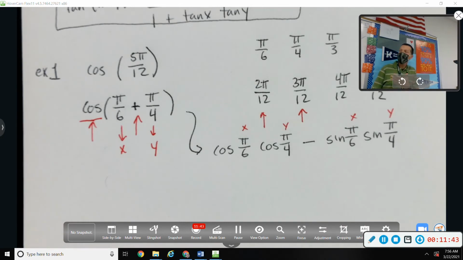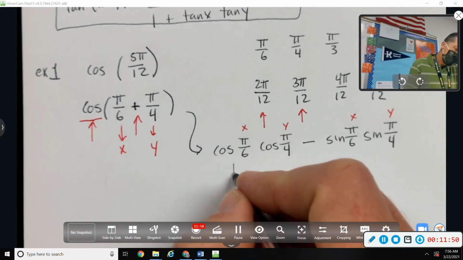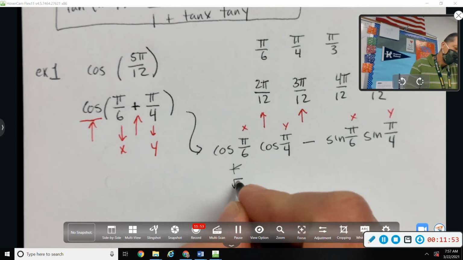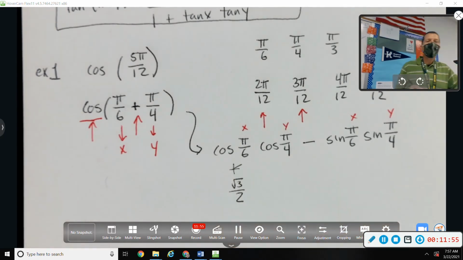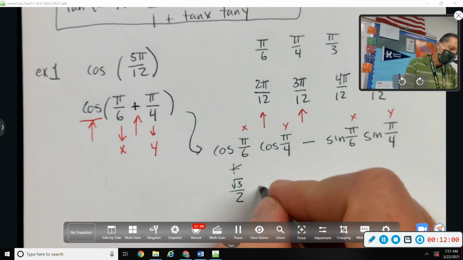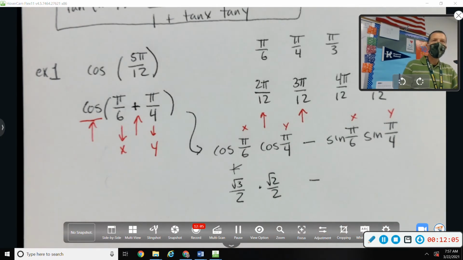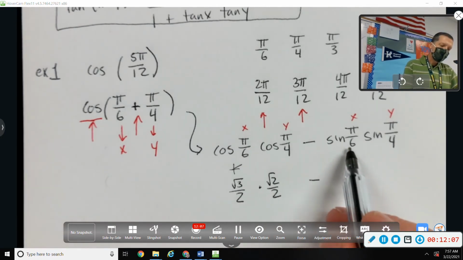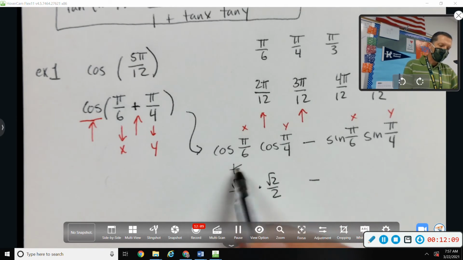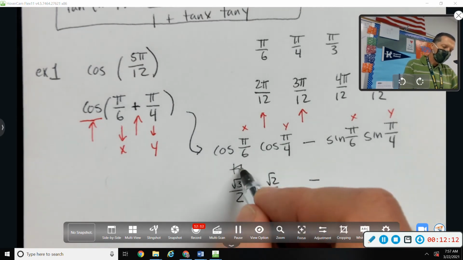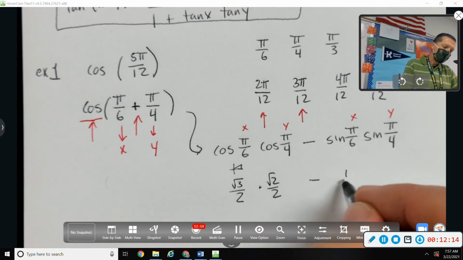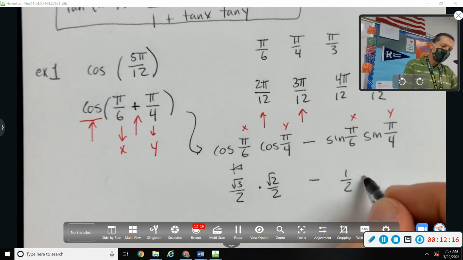Now that's 4 unit circle problems, but 4 problems that we should know. We should know what the cosine of pi over 6 is. Let's see, that would be root 3 over 2. Cosine of pi over 4. Over 4s are easy. Root 2 over 2. Sine of pi over 6. Well, I already had the cosine drawn, so I can use the same picture. Sine would be the y side, so that would be 1/2. And sine pi over 4 is root 2 over 2.